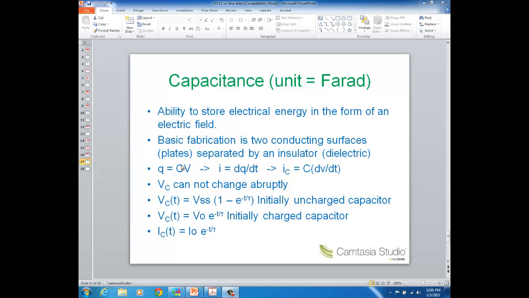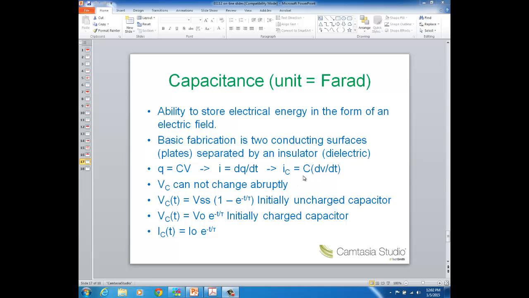So where capacitance has the units of farads, you can see that a farad is equal to a coulomb, the unit of charge, divided by a volt, which is the unit of voltage. Okay, so a farad is equal to a coulomb per volt. Well, in circuits, as we've mentioned, what's really important is the relationship between the current and voltage for a particular element, because this is what defines the element.